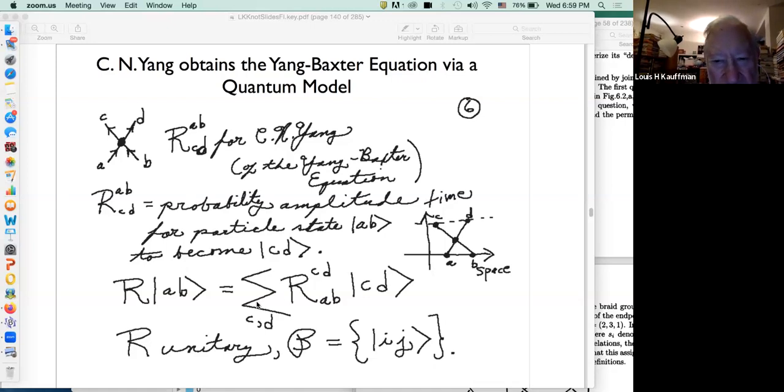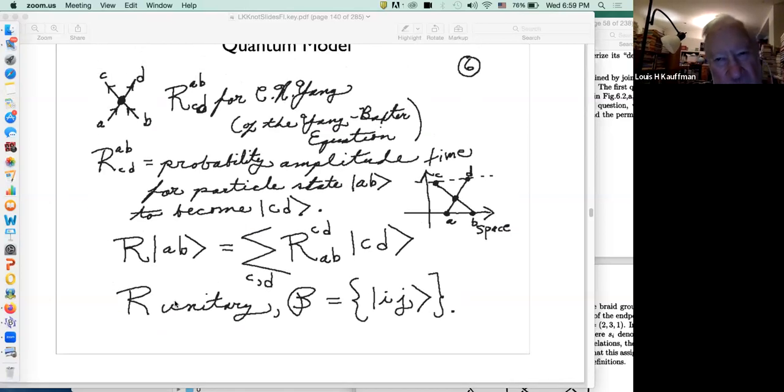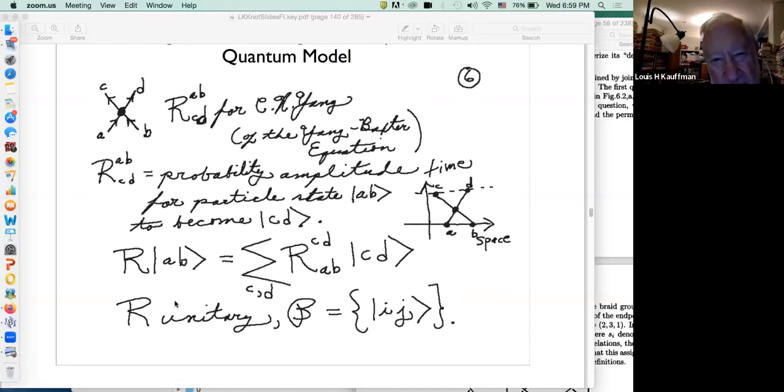So then Yang could write an equation like this. R applied to AB is going to be equal to the sum on C and D, the possibilities, of these coefficients, R, C, D, A, B, C, D. This is the state after the interaction, and the probability of being in state CD is the absolute square of that coefficient. And R should be a unitary mapping on the vector space, on the Hilbert space of these pairs of particles. So Yang is thinking about this quantum model.